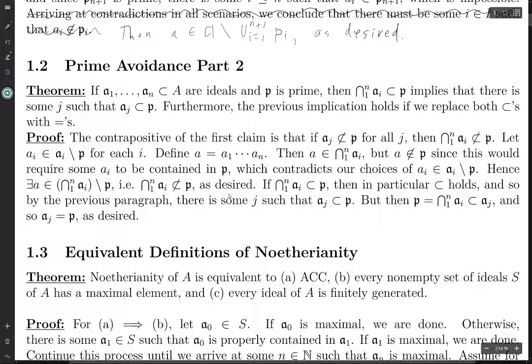Now if this intersection is equal to P, then in particular it's contained in P, and so we know that there is some j such that A_j is contained in P, and so then you have P is equal to this intersection, which is obviously contained in any particular A_j, and so you have A_j equal to P because you have inclusion in both directions, and you're done.